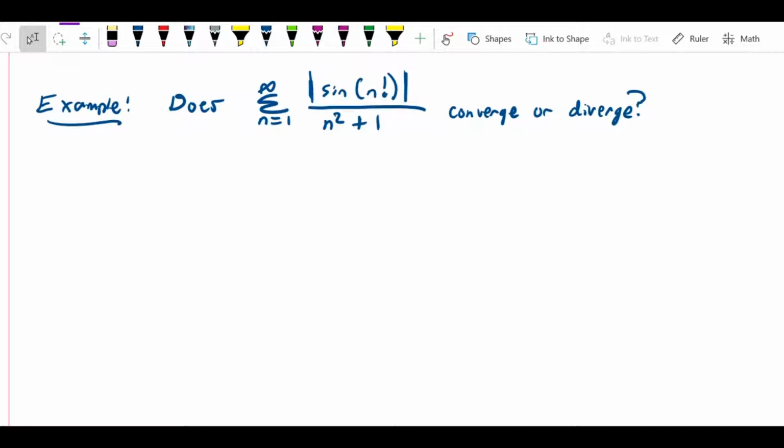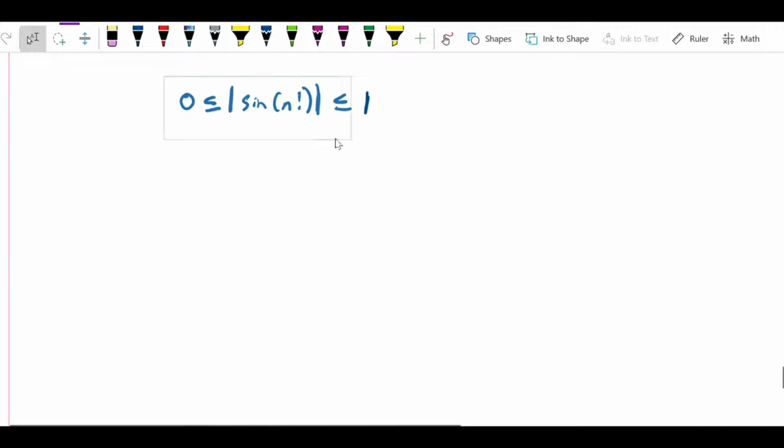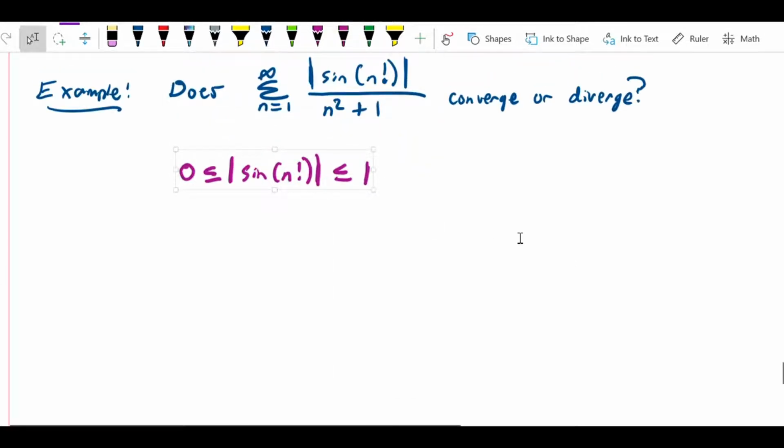The important point here is that the sine of anything is bounded, and this is one of the reasons that we kept hitting the squeeze theorem or the sandwich theorem in Calc 1, because that was the first place that you encountered an inequality, in particular a bound on sine, in order to make an argument. So the thing to observe here is that 0 is less than or equal to the absolute value of sine n factorial, which is less than or equal to 1.